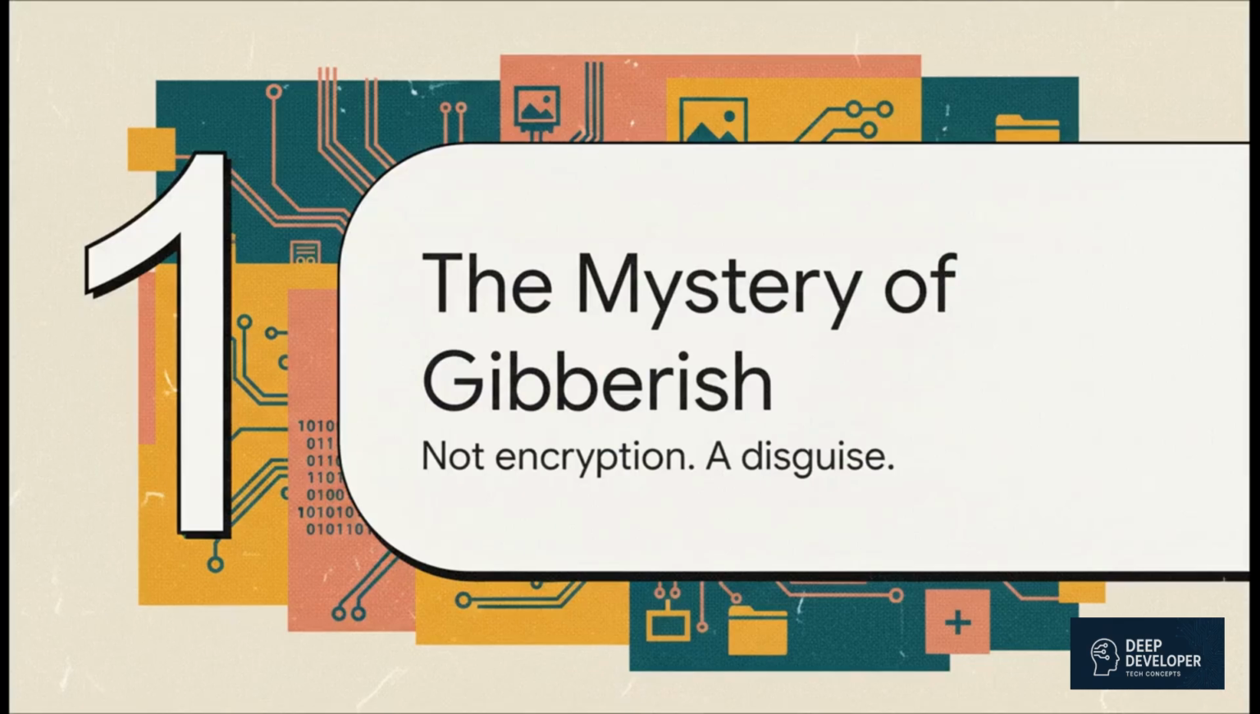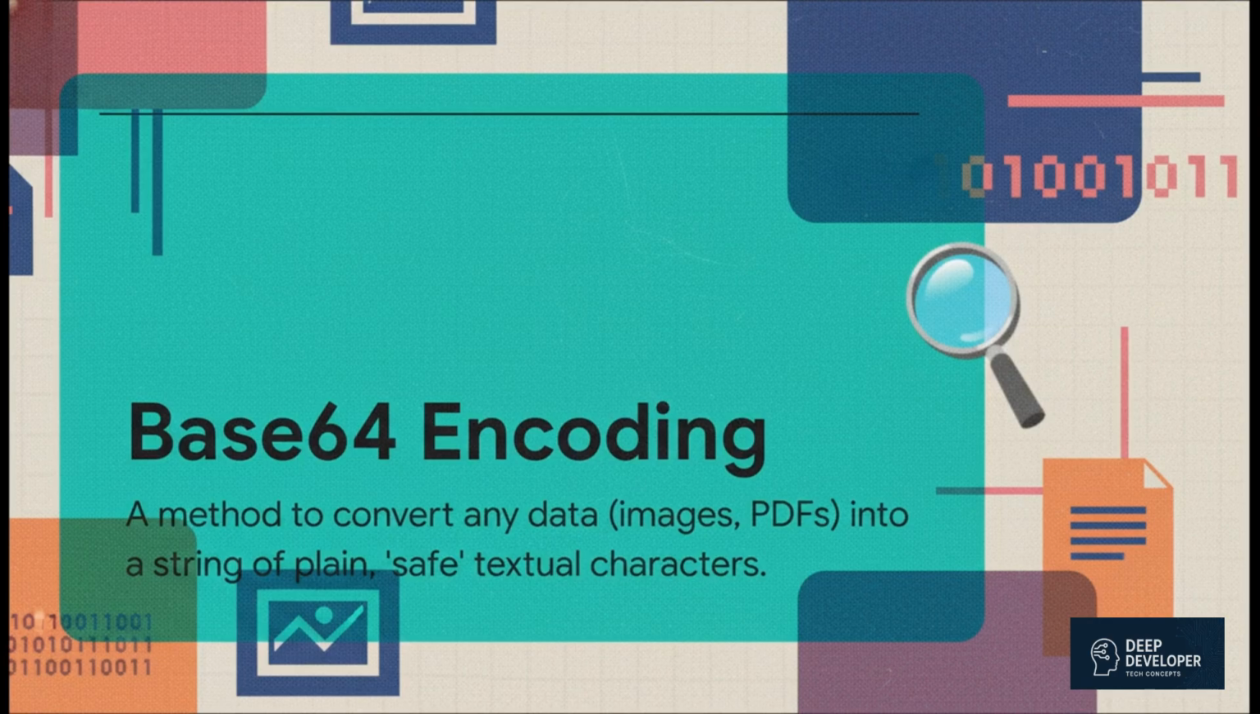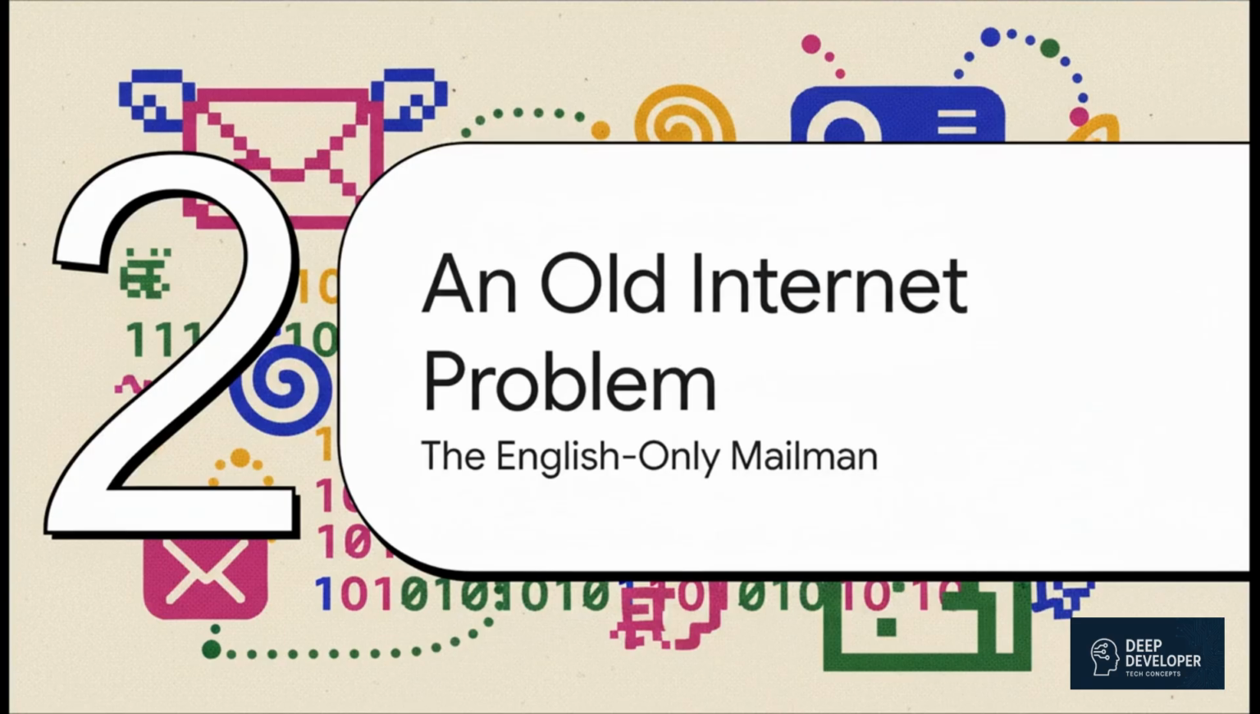Okay, first things first, let's get one thing straight. This gibberish isn't meant to be a secret. It's not encryption at all. Think of it more like a disguise. Its whole job isn't to hide the data, but to camouflage it so it can travel safely. So, what's it disguising? Well, Base64 is basically a universal translator. It's a way to take any kind of data, I'm talking a picture, a PDF, an emoji, you name it, and turn it into a simple string of plain old text characters that every computer system in the world can understand. But why would you ever need to do that?